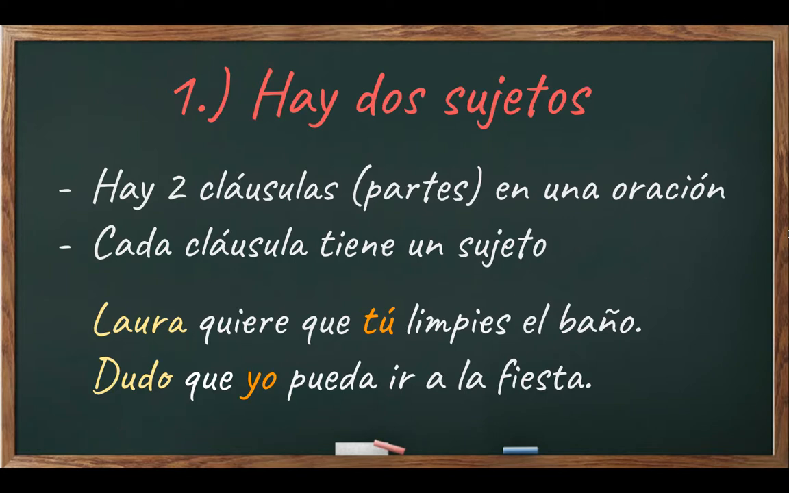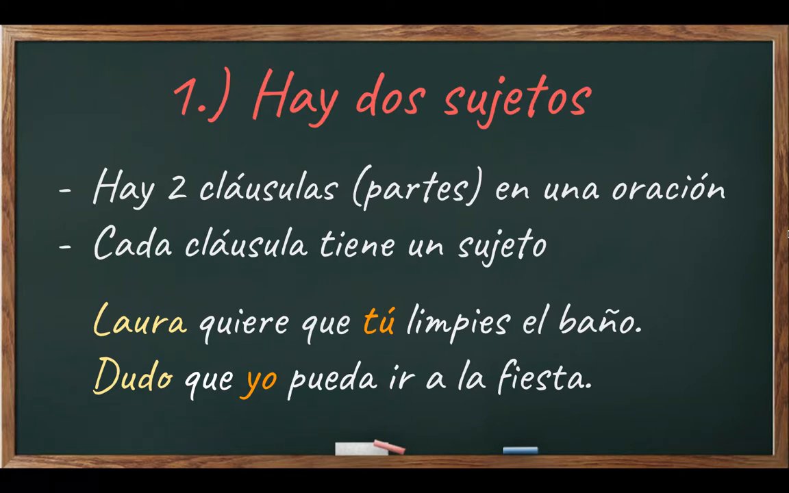So let's look at example 1. Laura quiere que tú limpies el baño. Laura wants that you clean the bathroom. Right? So 2 subjects here. She wants that you do something. There's 2 different kind of people in this scenario and 2 different verbs.